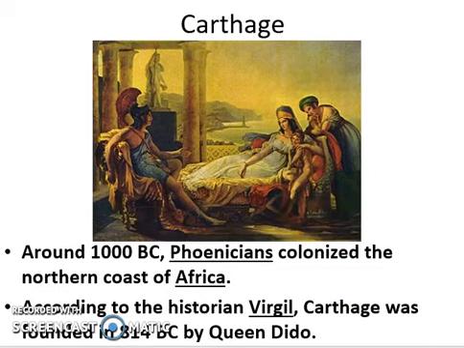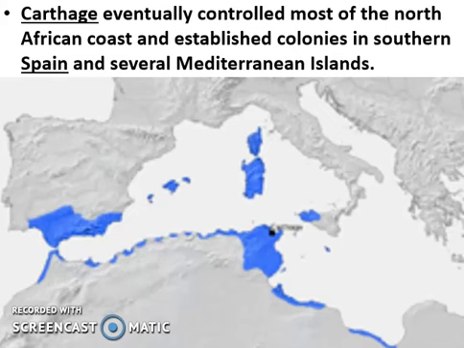Carthage is going to start out as the area where the Phoenicians colonized, the northern coast of Africa. Remember the Phoenicians from the first unit this year. They're the ones who were the sea traders, created the first alphabet, had that purple dye. Well, the Phoenicians are going to colonize the northern coast of Africa. And according to the historian Virgil, Carthage was founded in 814 BC. And so this is going to be a major city as a part of the Phoenicians' colonized regions.